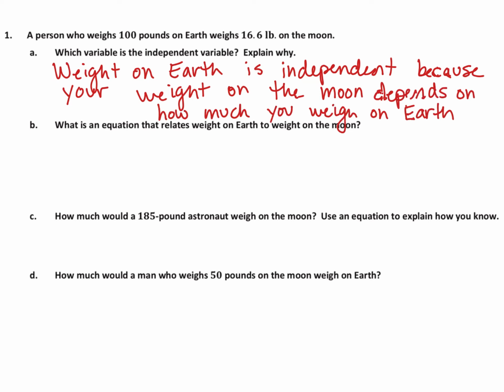What is an equation that relates weight on Earth to weight on the moon? Since the weight on Earth is independent, we'll label that X, and the weight on the moon is dependent, we'll label that Y. To find the constant of proportionality, we're going to do Y divided by X. In this case, the weight on the moon is 16.6, and the weight on Earth is 100, which is the same as 0.166.